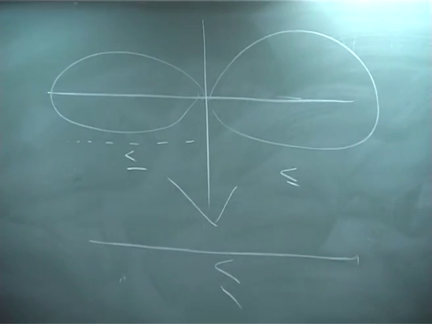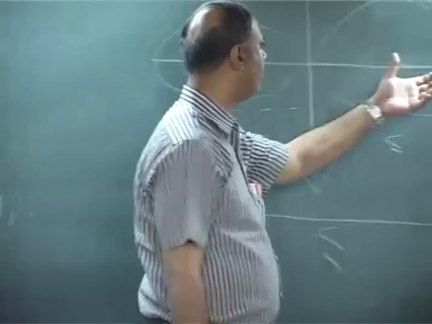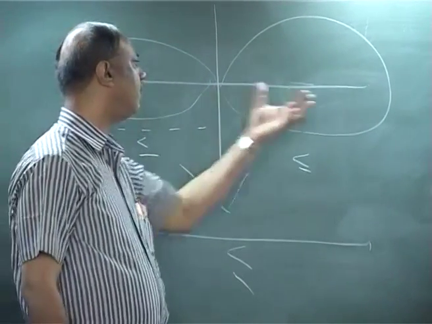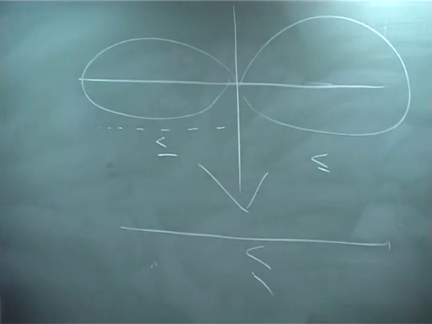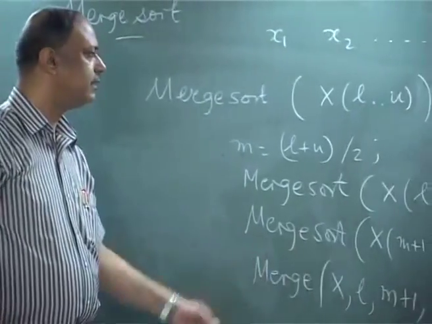Okay? So m is the middle of this. You are dividing these n elements into two equal parts. You are calling the merge sort algorithm recursively on this side and on that side. Then you are merging these two to get the result. We will be discussing how to merge.